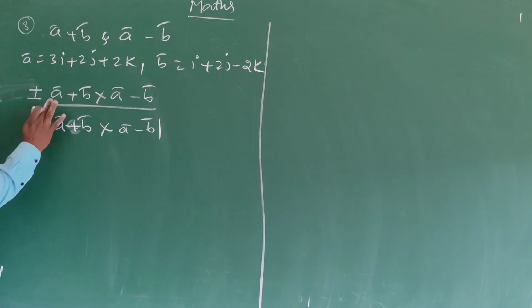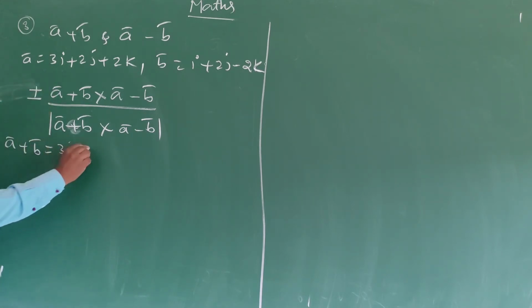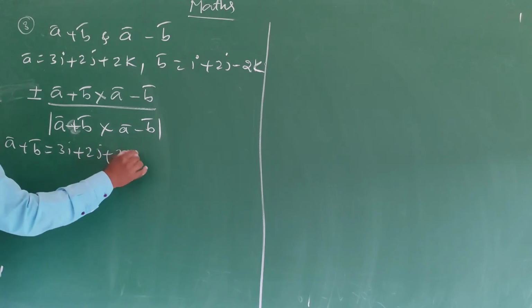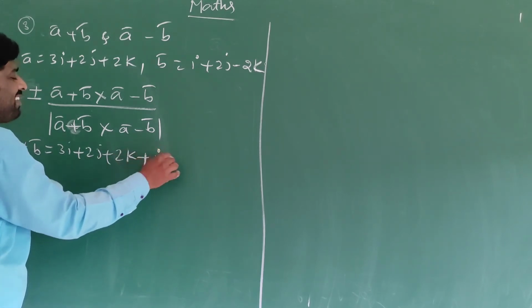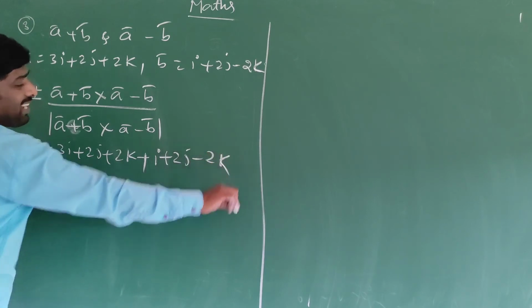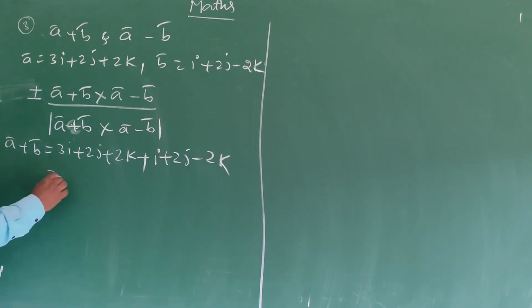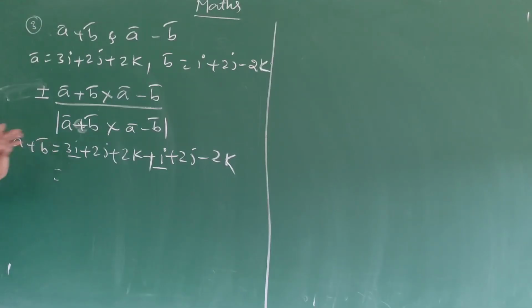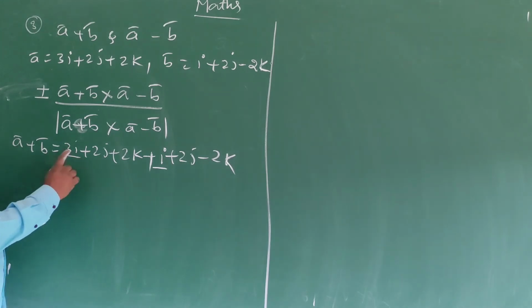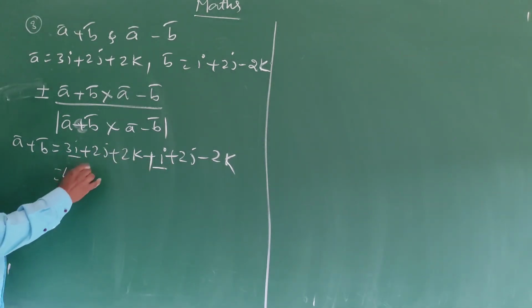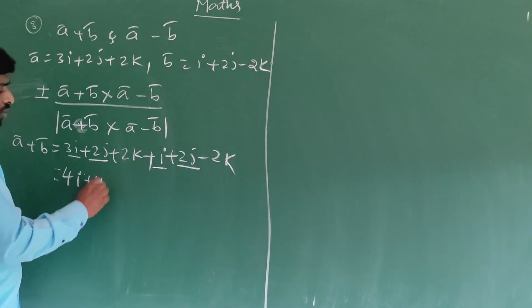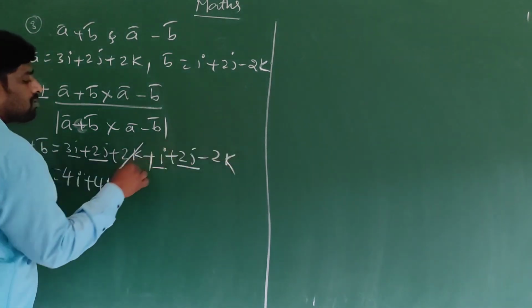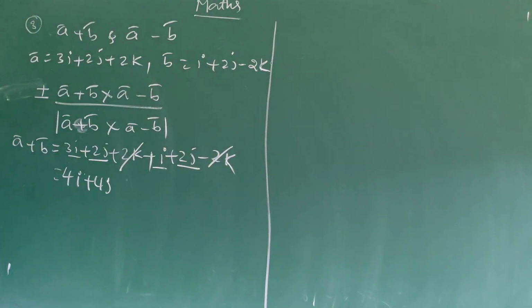Now first I have to find a bar plus b bar. a bar plus b bar is equal to 3i cap plus 2j cap plus 2k cap plus i cap plus 2j cap minus 2k cap. So 3i cap plus i cap is 4i cap, 2j plus 2j is 4j cap, and 2k minus 2k gets cancelled.